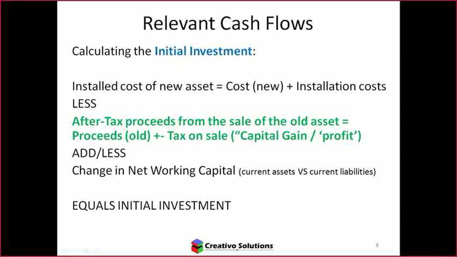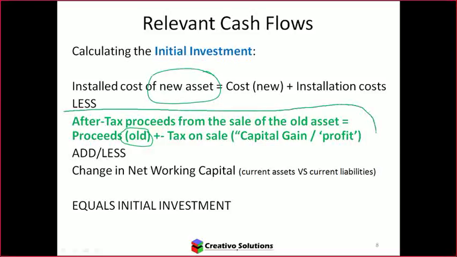Great. Okay, so there's the first of the three. What am I calculating here? The initial investment. Okay, so the initial investment is going to take the new and the old into consideration. Right, the tricky bit is this: the after-tax proceeds from the old. Okay, because then you need to do some tax. Tax on the sale. So you need to work out the capital gain and you need to work out how much tax you end up paying before getting the proceeds, the after-tax proceeds. You'll then add and subtract the net working capital change, and that gives you the initial investment.